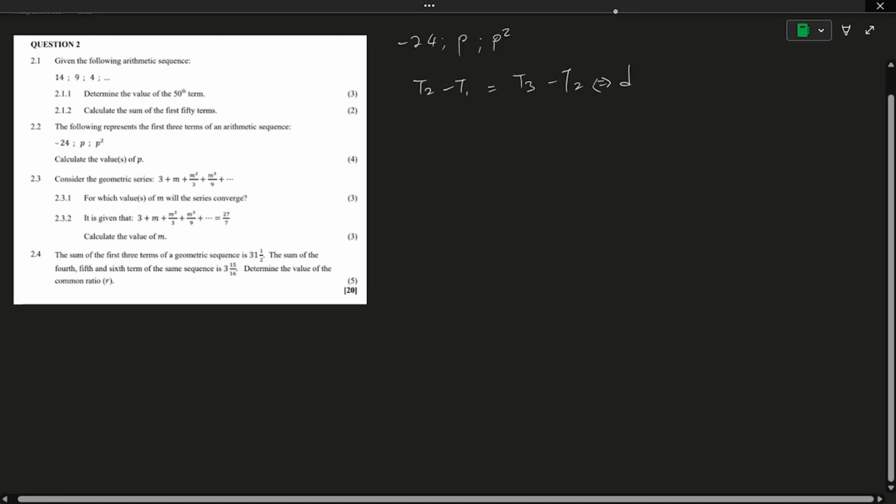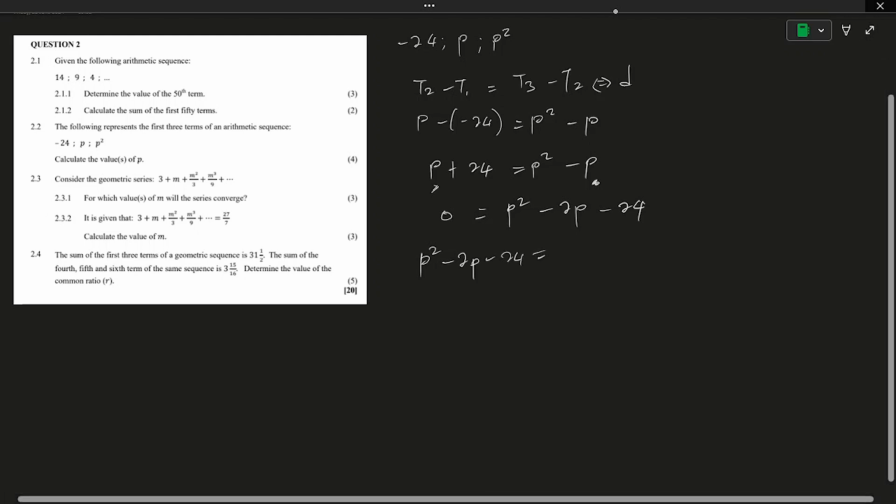Right, so in other words, we can say p minus -24 equals T3, which is p squared, minus p, which is T2. Therefore, this side will have p plus 24 equal p squared minus p. Now let's take the left hand side to the right hand side. So we'll have 0 being equal to p squared minus 2p minus 24, because this p will become negative and now you will add it to this negative p. Let me rearrange this so that the 0 is on the right hand side. So this is the same as p squared minus 2p minus 24 being equal to 0.